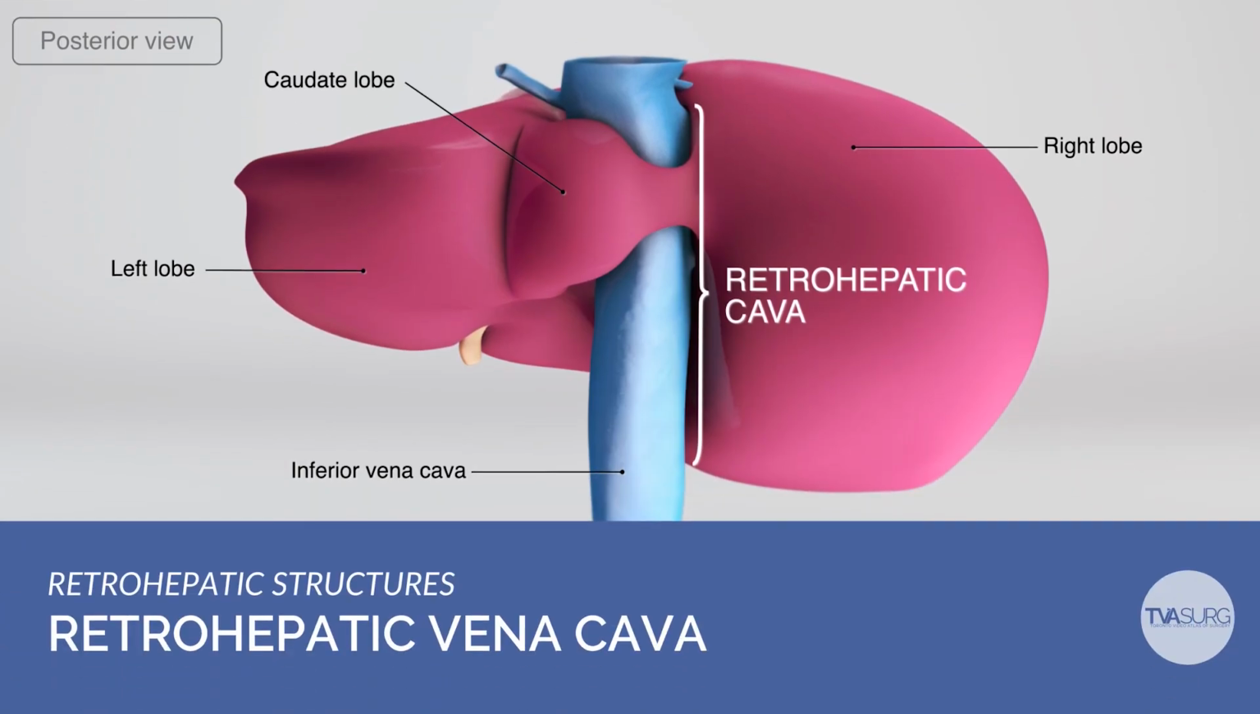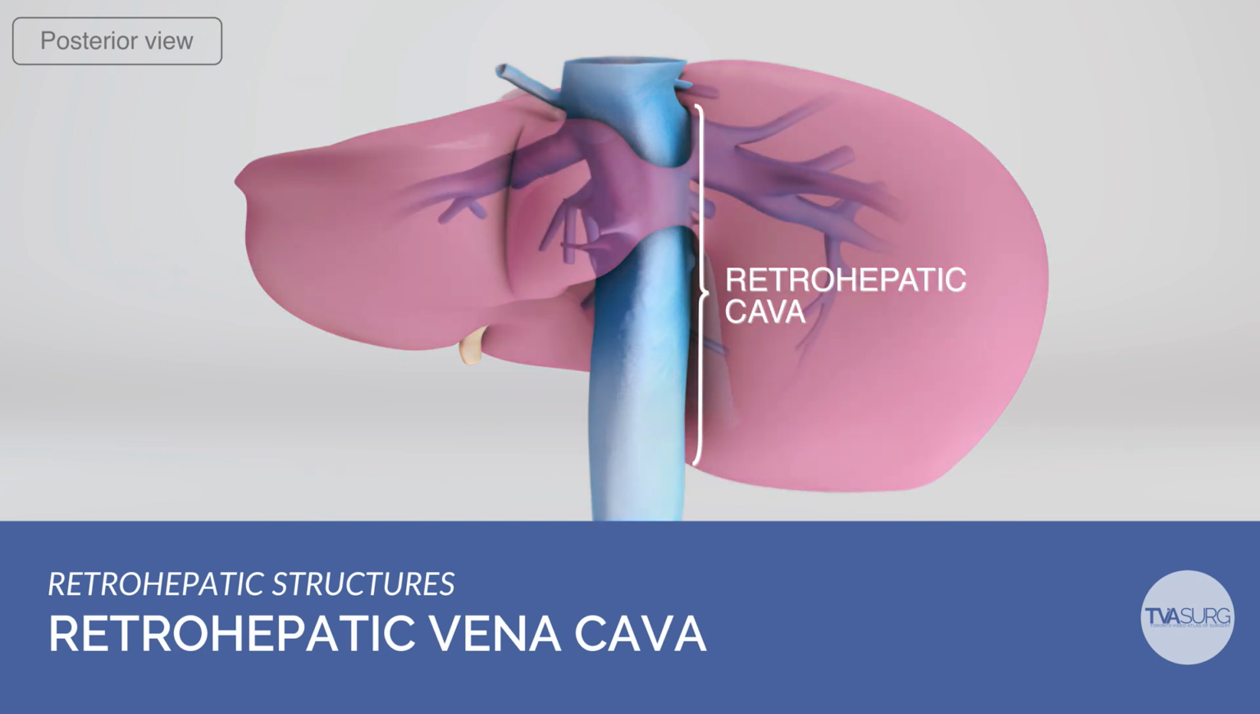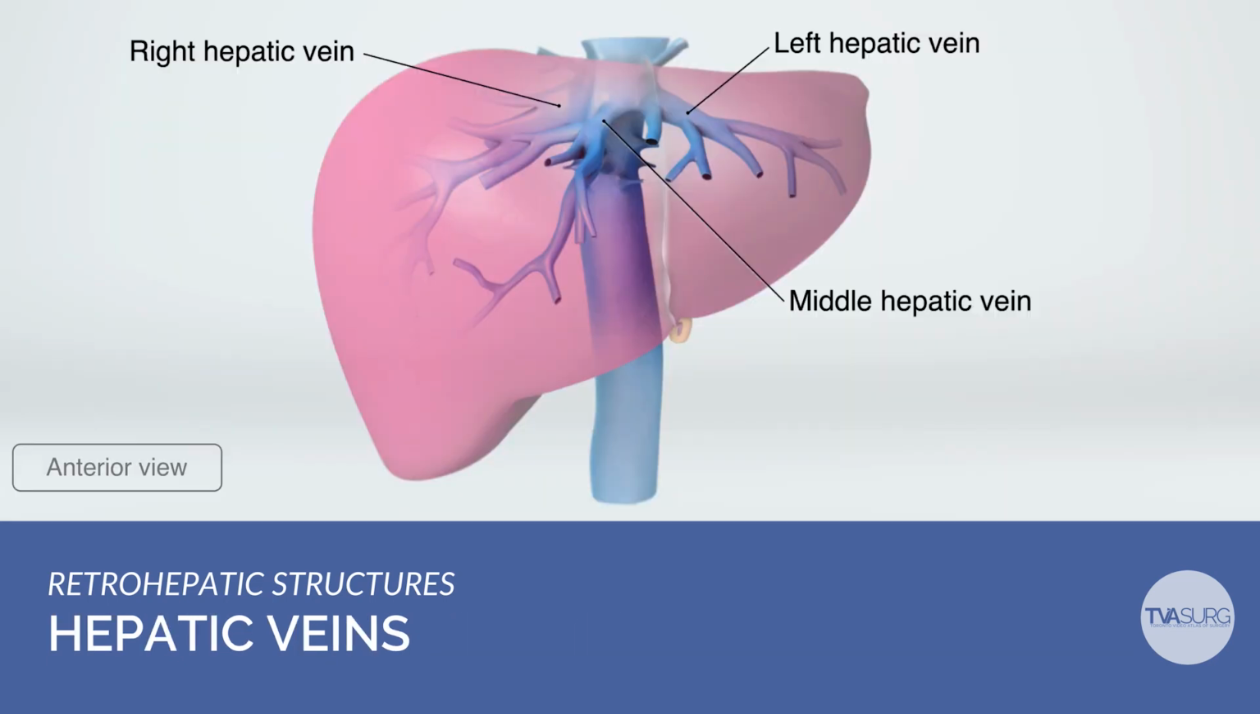Here's what the posterior of the liver looks like. This section here is the retrohepatic cava. It extends from the hepatic vein inserts into the inferior border of the liver. I will first talk about the hepatic veins. The hepatic veins carry deoxygenated blood from the liver to the IVC. There are 3 hepatic veins, right, middle, and left, that insert into the cava.